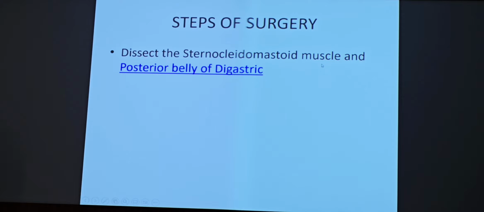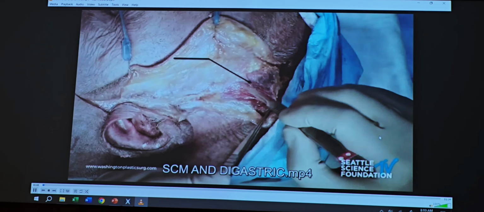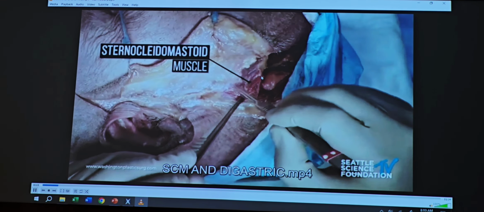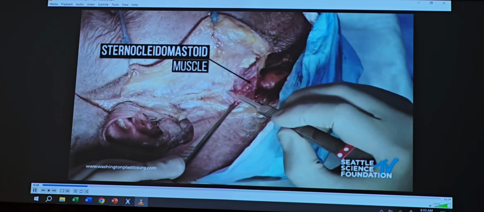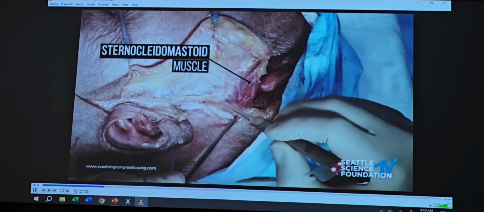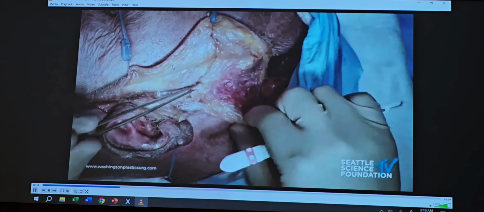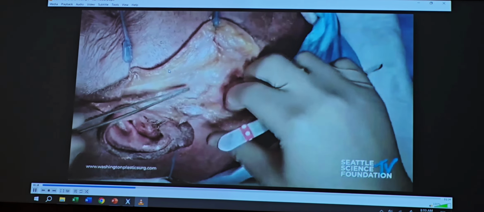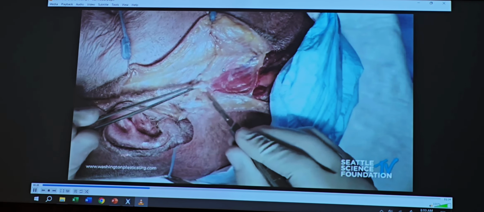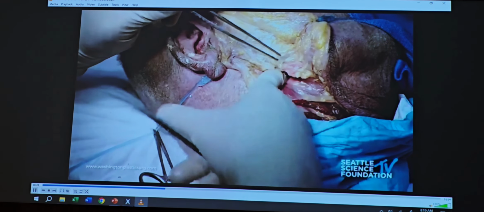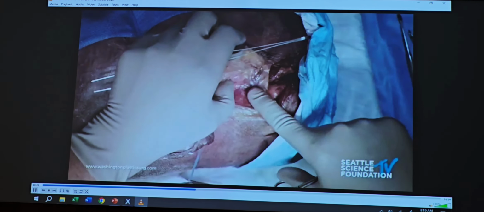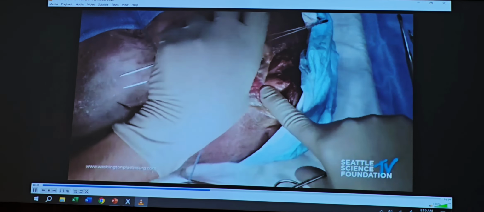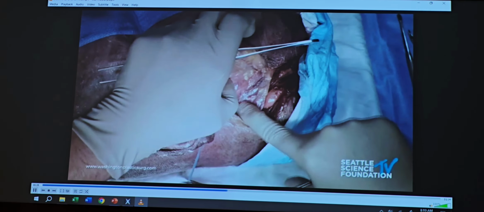And the next step will be to dissect the muscles, the sternocleidomastoid and the posterior digastric. So you do a sharp dissection. In real life, you use a cautery, and of course, you need to do traction and countertraction so that the muscle and the fascia separate. So you have to separate the parotid tissues from the sternocleidomastoid, and then deep to that will be the posterior belly of the digastric. And you can differentiate between the sternocleidomastoid and the posterior belly of digastric by the direction of the fibers.